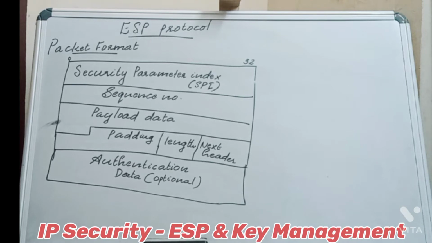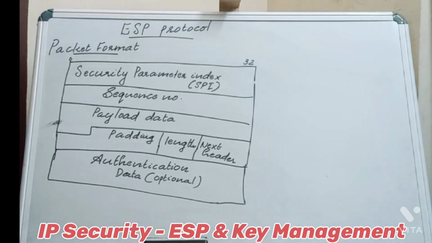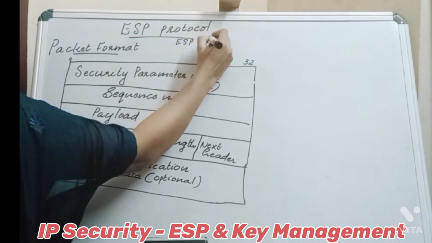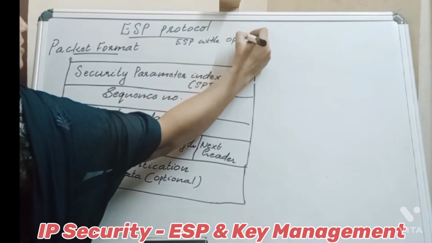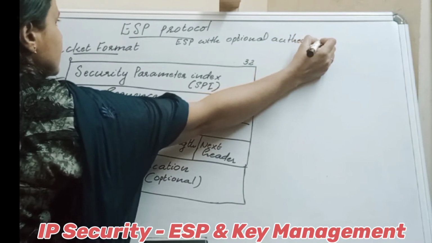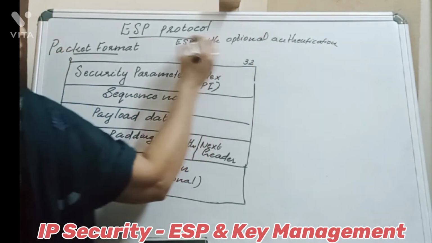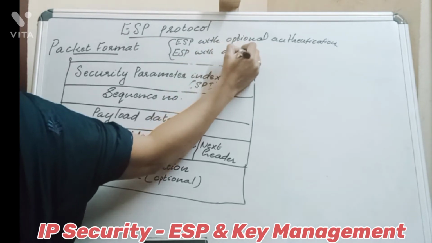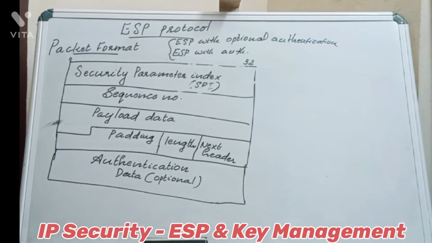The ESP protocol is implemented in two ways. The first one is ESP with optional authentication. The second one is ESP with authentication. ESP protocol is implemented in two ways: ESP with optional authentication and ESP with authentication.